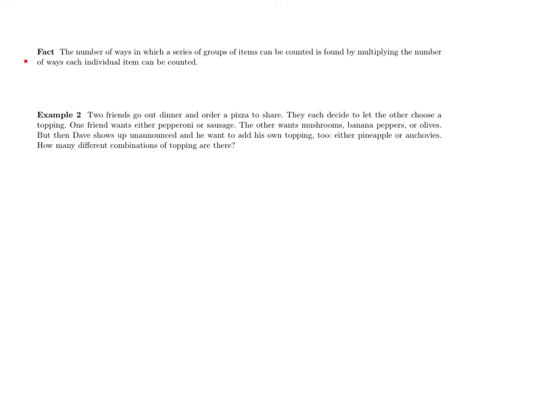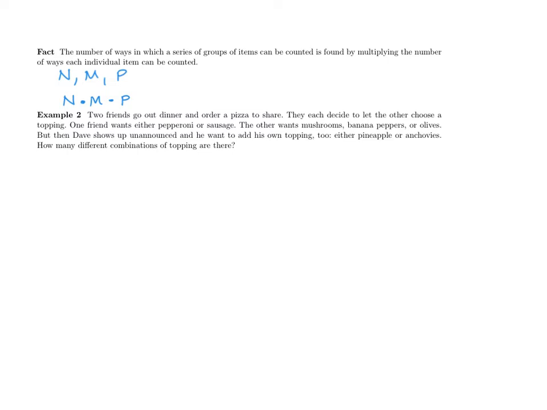At the top, I have stated the generalized version of this counting principle. The number of ways in which a series of groups of items can be counted is found by multiplying the number of ways each individual item can be counted. So what this means is, if you have groups, let's say N, M, and a third one, P, and that's the number of choices you can make from each group, then the total number of ways that the items can be counted is N times M times P.